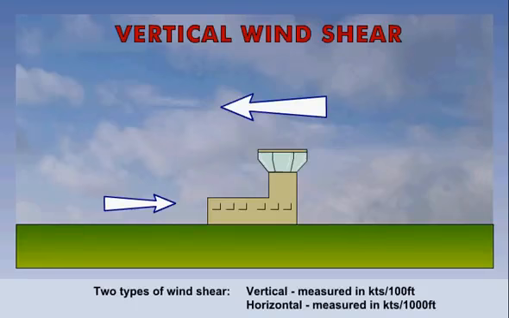Strictly speaking, wind shear is a rate of change of the wind velocity in space, and is to be considered a vector. Vertical wind shear is the change in the wind speed and/or direction with height. The diagram shows what this might look like. The bottom of the tower is exposed to a very different speed and direction than the top. Vertical wind shear is usually measured in knots per 100 feet.